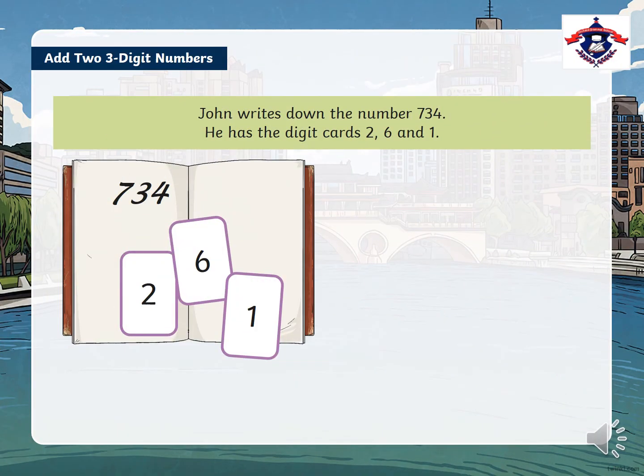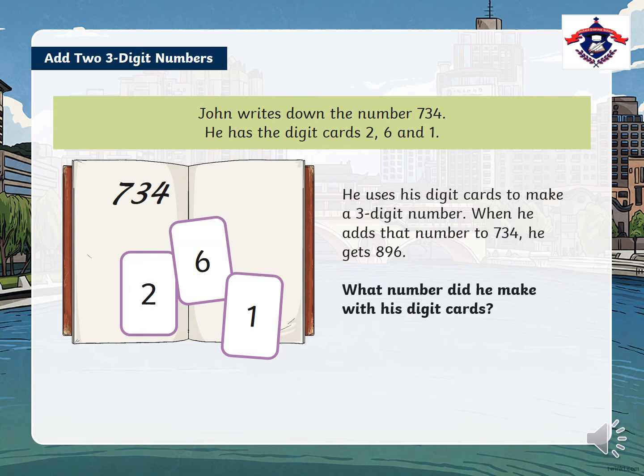Now let's add two 3-digit numbers. John writes down the number 734. He has some digit cards, that is 2, 6 and 1. So he uses his digit cards to make a 3-digit number. Keep in mind when he adds that number to 734, the answer he gets is 896. So what number do you students think he made with these digit cards so that he can get the answer 896? Yes, when he added 162 with 734, he got the answer 896.